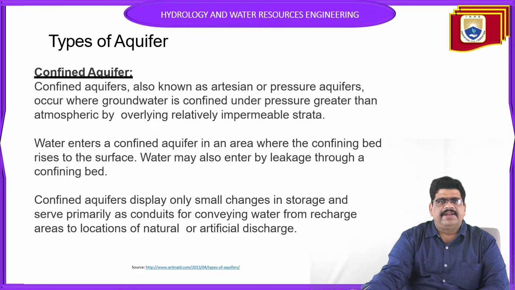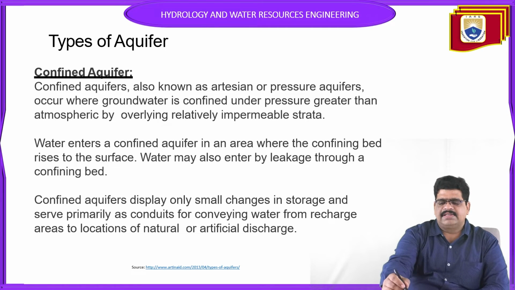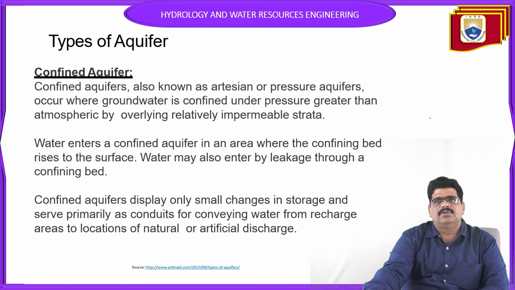A confined aquifer occurs where the groundwater is confined under a pressure greater than the atmosphere by overlying relatively impermeable strata. It means that the water which enters the confined aquifer in the area of the confined bed rises to the surface, and may also enter by leakage through the confining bed. This means that in the confined aquifer, 100% of water can be available. That is the confined aquifer.